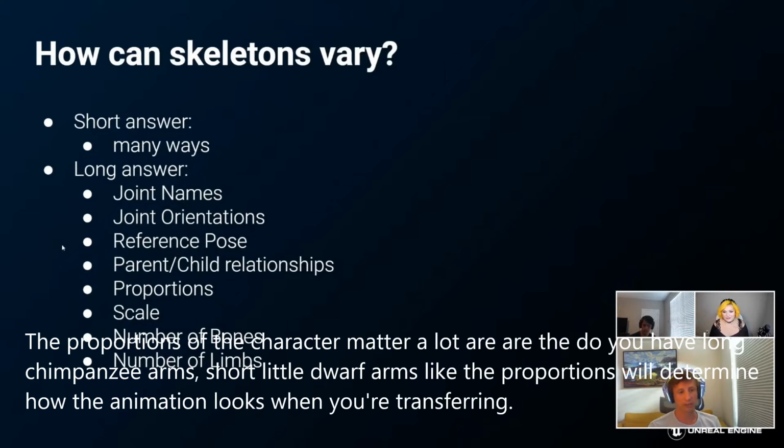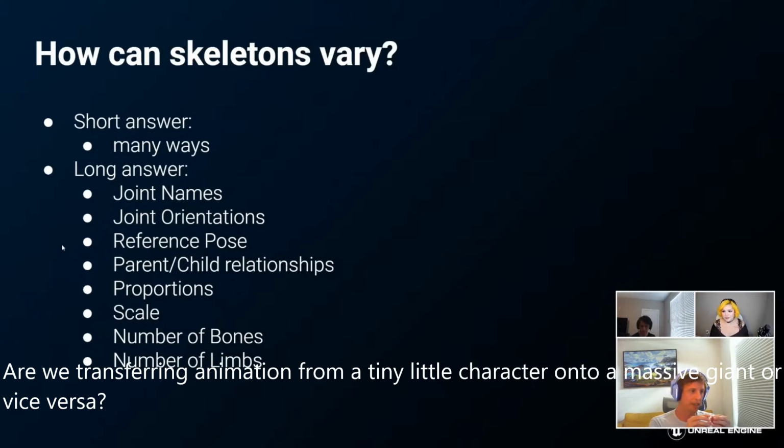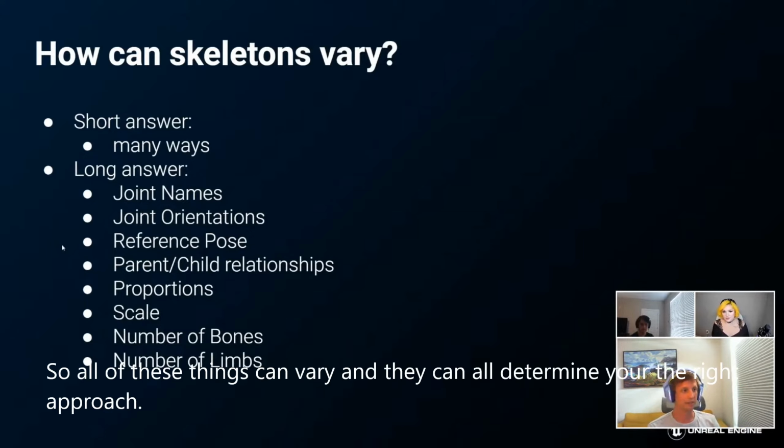The proportions of the character matter a lot. Do you have long chimpanzee arms, short little dwarf arms? The proportions will determine how the animation looks when you're transferring. The scale of the character, are we transferring animation from a tiny little character onto a massive giant or vice versa? The number of bones, even the number of limbs. All these things can vary and they can all determine the right approach.